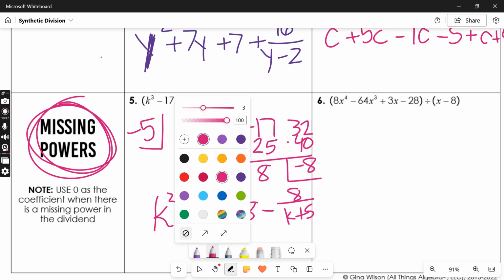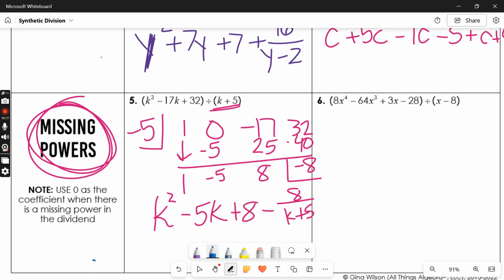All right, last one. We have 8x to the fourth minus 64x cubed plus 3x minus 28. Again, we're missing that squared component. So I have x minus 8, so I'm going to put a positive 8 out front. And then my fourth power, my third power, I'm missing the squared, power to the 1, and then my constant.